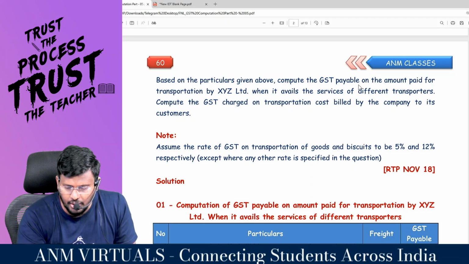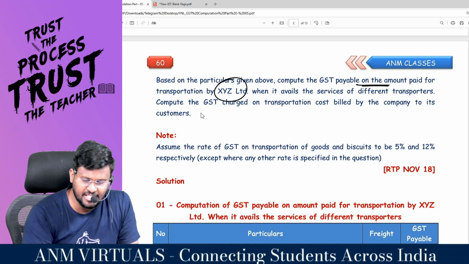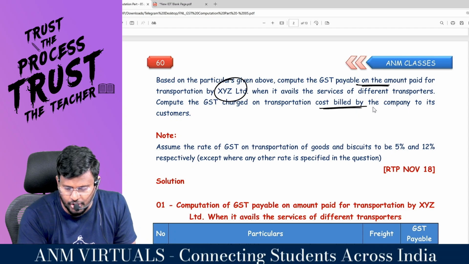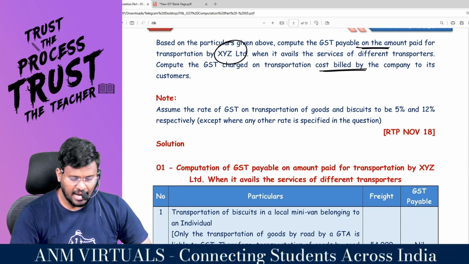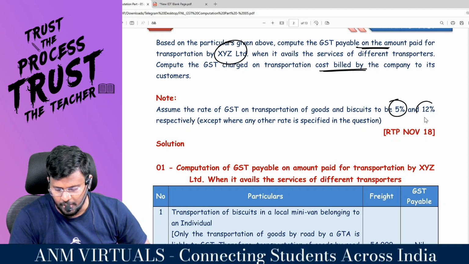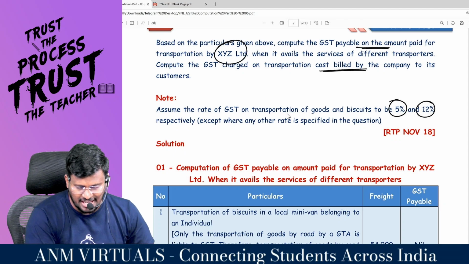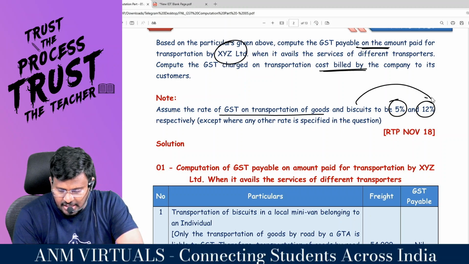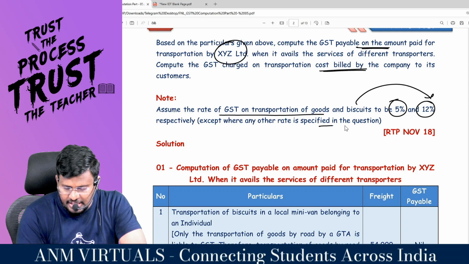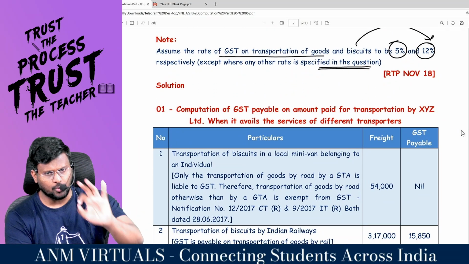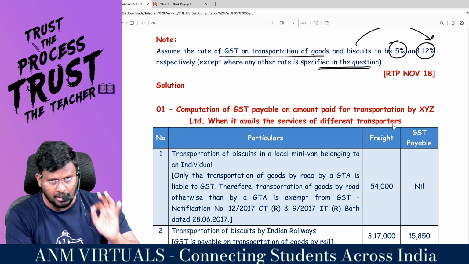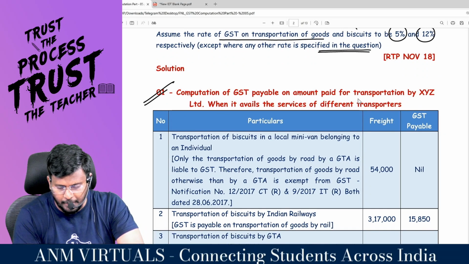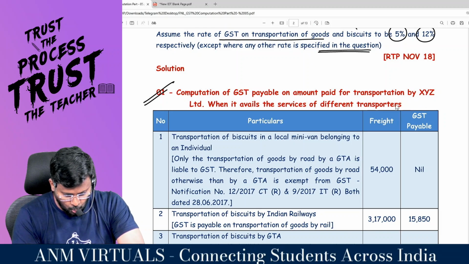Compute the GST payable on the amount paid for transportation by XYZ Limited when it availed the service of different transporters. Compute the GST charged on transportation cost billed by the company to its customer. Assume the rate of GST on transportation of goods and biscuit to be 5% and 12%. That means if you are providing transportation services, then 5%, and biscuits, how many percent? 12%, except where any other rate is specified in the question. According to me, this is a beautiful question, very simple, but you should be very clever and clear in the examination.